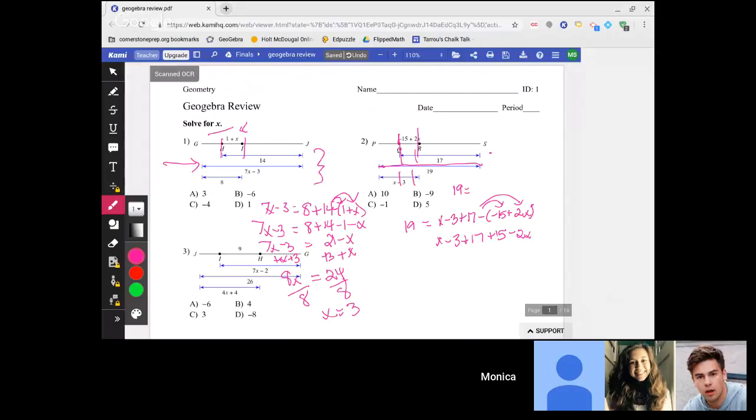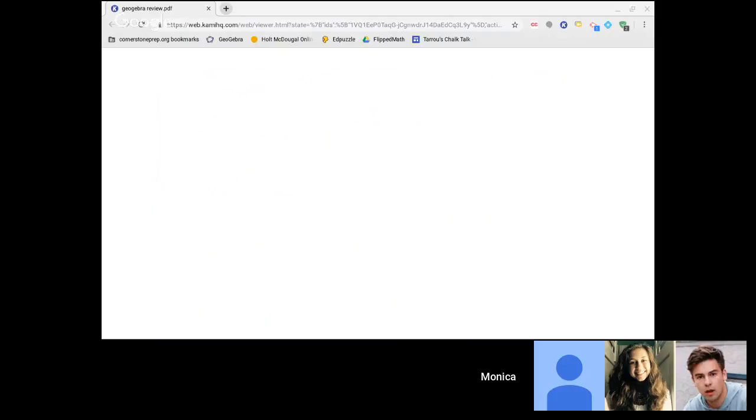Okay, so when you set it up, you're going to have x minus 3 plus 17, and then to subtract it out, we're going to say minus and have to put in parentheses negative 15 plus 2x. And then we're going to have to distribute that negative in to both of those terms, okay? So what we're going to get is x minus 3 plus 17 and then plus 15 minus 2x, and that equals 19. And then you're going to combine your like terms and solve for x. Does that help?